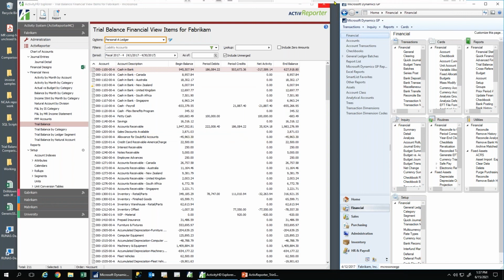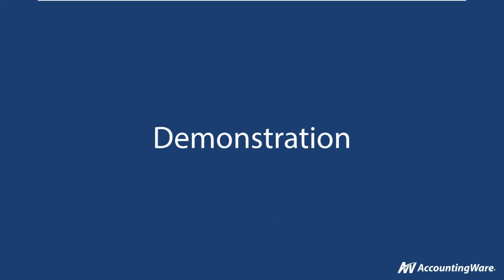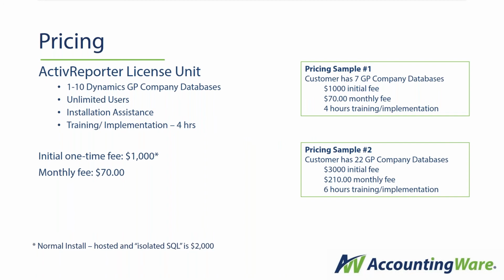Okay, I've covered a lot about the product. I want to finish up with the slides here for just a minute. So we'll bring back up the slides and talk about the pricing. We sell this in units of company databases. So if you have anywhere from 1 to 10 databases, there's no limit on the number of users. There's not a user-based license like in GP.